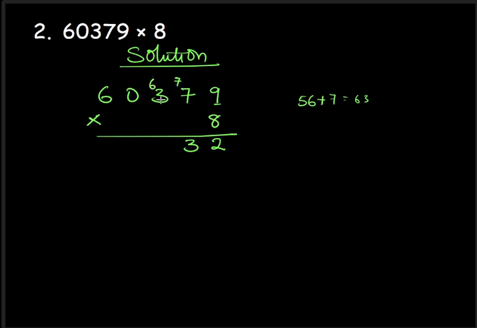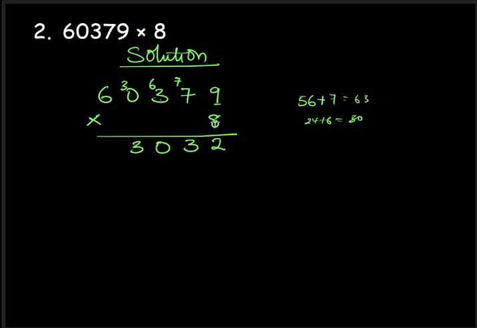8 times 3 will give us 24. 24 plus 6 will give us 30. Write 0 and we carry 3. 8 times 0, remember, anything times 0 is 0. 0 plus 3 will give us 3. Nothing to carry because it's only one digit here, 3.